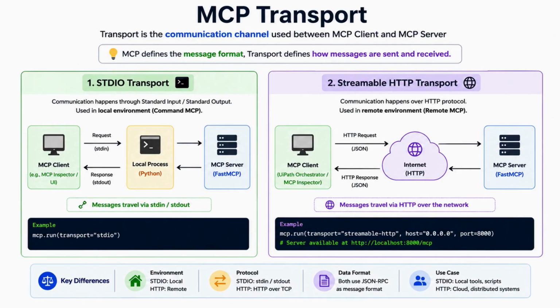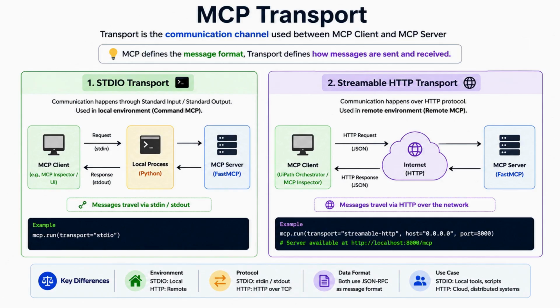The second one is streamable HTTP transport. Streamable HTTP transport is how MCP works over the internet, where your server exposes an HTTP endpoint. Your MCP server runs as a standalone web service, so it can be exposed and accessed through the internet. Then multiple clients can connect to this same MCP server, and your MCP server acts as a remote service. The message format remains the same, only the communication channel changes. STDIO and streamable HTTP are the communication channels.